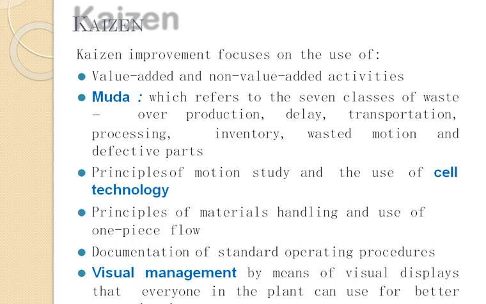So Kaizen deals with value added and non-value added activities. MUDA refers to 7 classes of waste: overproduction, delay, transport, processing, inventory, wasted motion, and defective parts. Principle of motion study and use of cell technology at the workplace. Principles of material handling and use of one-piece flow. Documentation of standard operating procedures. Visual management means visual displays everyone in the plant can use for better communication.